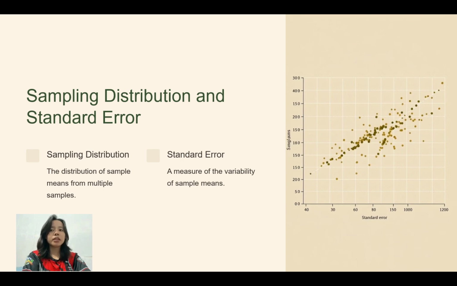Sampling distribution and standard error. To understand confidence intervals, we need two ideas. The sampling distribution shows how much the average varies if we take many samples. The standard error tells us how spread out those averages are. A smaller spread means a more reliable guess. In the scatter plot, each dot is an average, and how close they are shows the standard error.